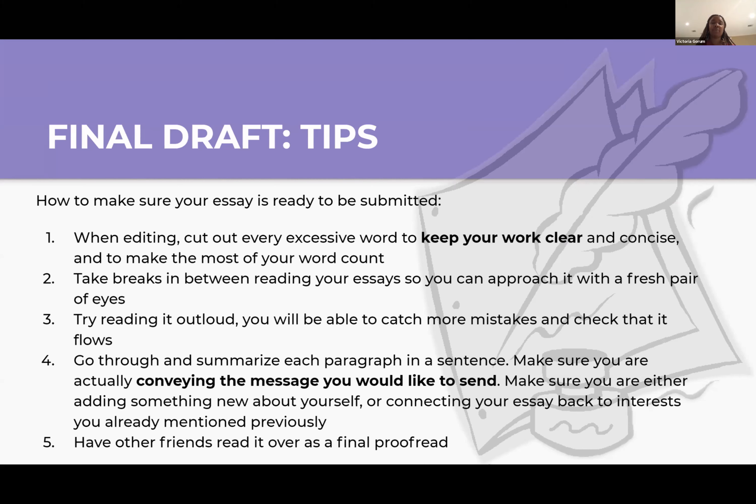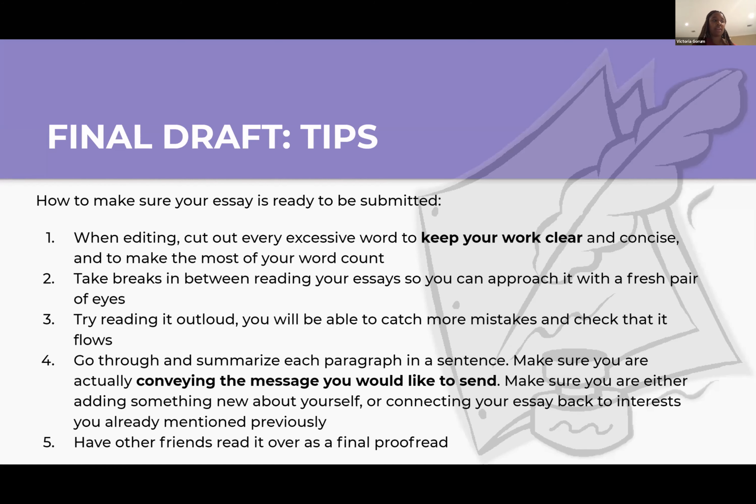A lot of times, if you keep on reading it over and over and over again, you're going to miss things that you otherwise would have caught. And then, of course, reading it out loud will help you with your flow and also help you catch more grammar mistakes. And then one tip that I found pretty helpful was going through and either summarizing each paragraph in a sentence or making bullet points of each paragraph, or having someone else do that, which is also really helpful because it helps you see what themes you're actually successfully communicating through your essays. And then also it helps you with structure as well.